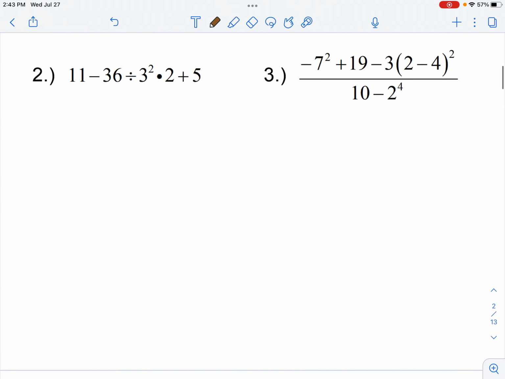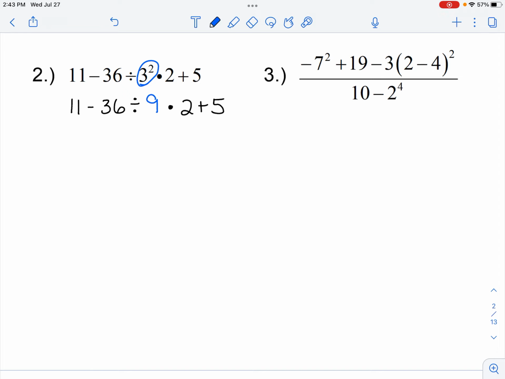Problem number 2. So the first thing I see is I don't see any parentheses anywhere, but I do see this exponent. So I have to deal with the exponent first. So I'm going to have 11 minus 36 divided by, and then I'm going to write the times 2 plus 5. And I'm going to fill in the blank there. 3 squared is 9. Okay.